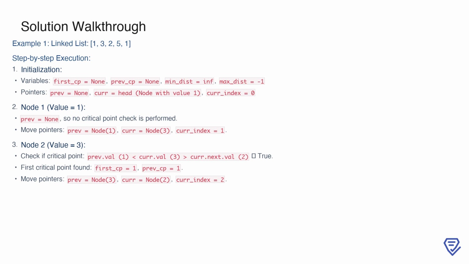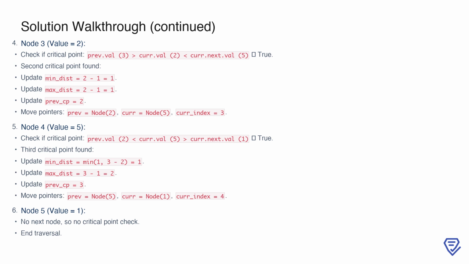At node 3, we again check if it's a critical point by evaluating its value relative to its neighbors. The condition 3 < 2 > 5 is true, so node 3 is identified as a critical point. Since this is the second critical point, we calculate the distance between it and the previous critical point. The distance is 2 - 1 equals 1, so we update min_dist to 1. Similarly, max_dist is updated to 1 at this step, and prev_cp is updated to 2.